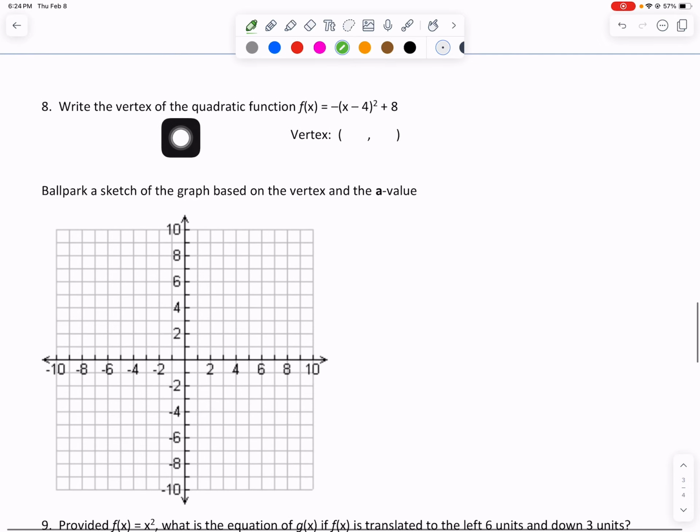Number 8, write the vertex of the quadratic function f of x equals negative, x minus 4 squared plus 8.